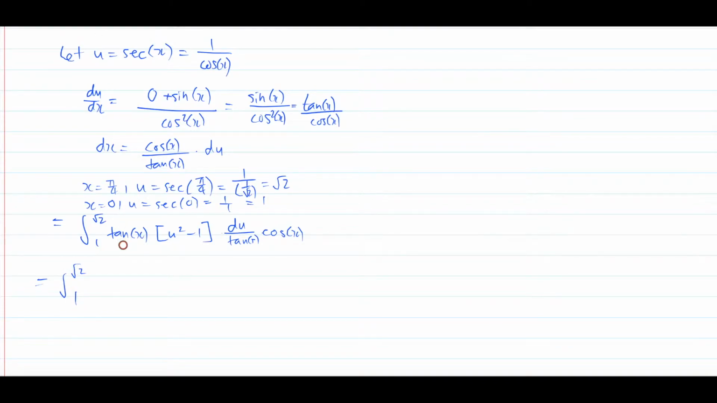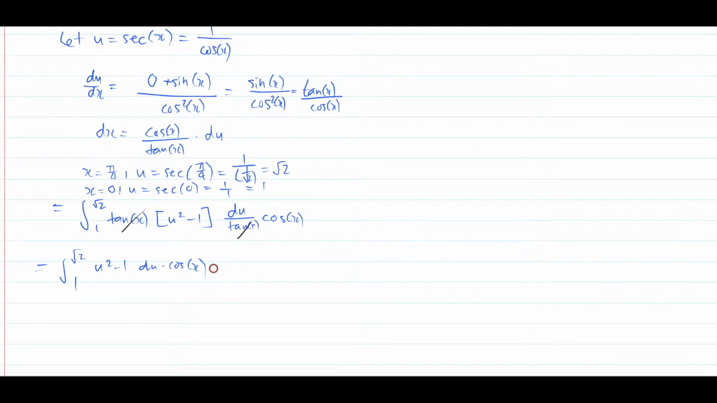The tan x cancels out, which is always nice. You get it to cancel out, but then you're left with u squared minus 1 du times by cos of x, which is a problem. You still have an x in there. You can't just anti-derive u and x together, right? Okay, this is where the trick comes in.